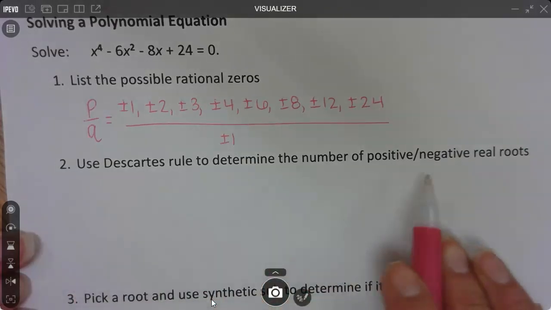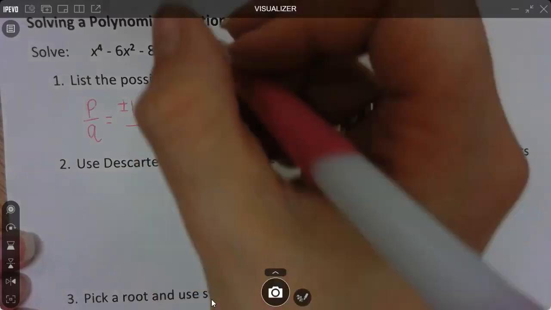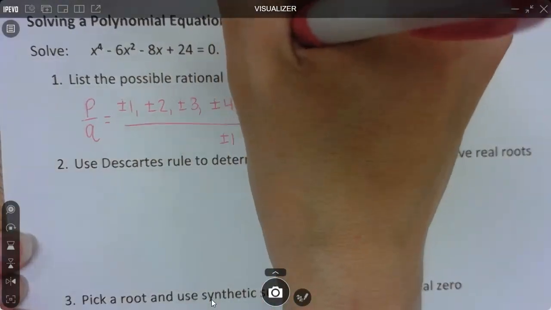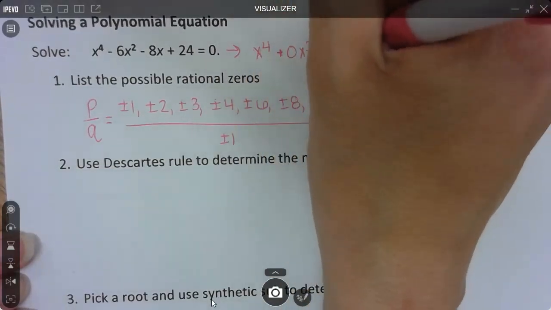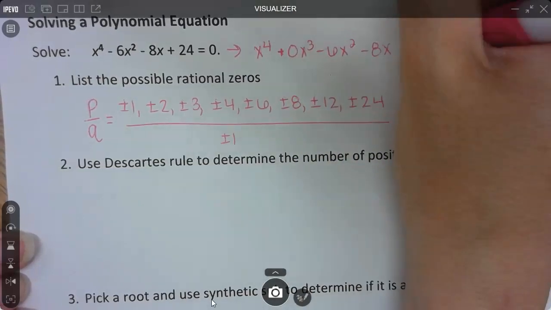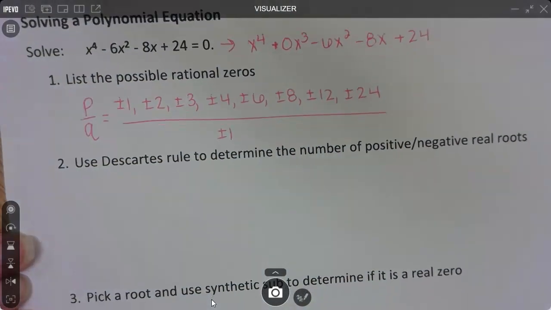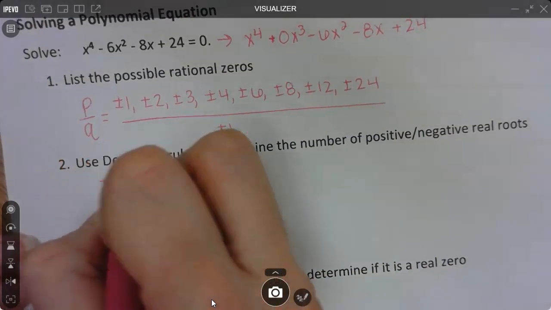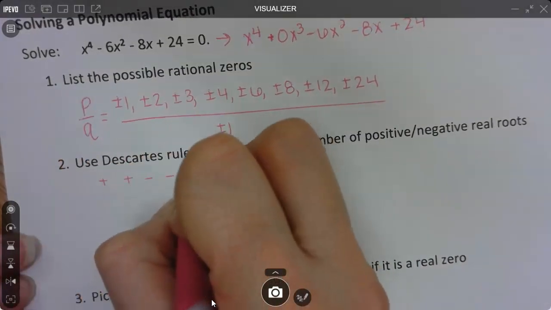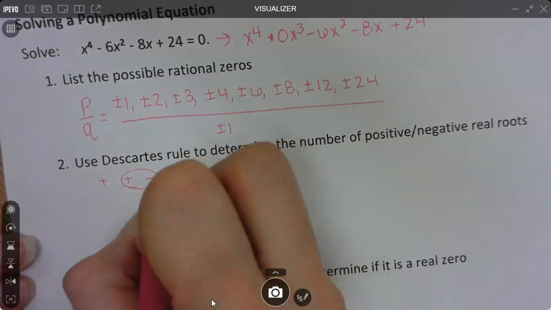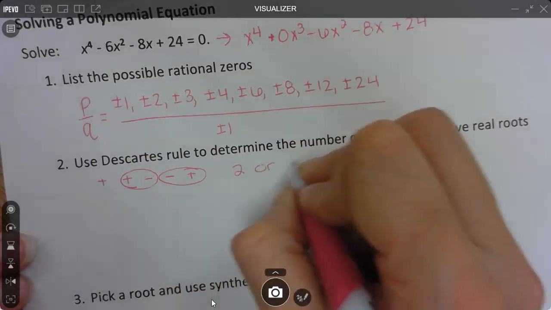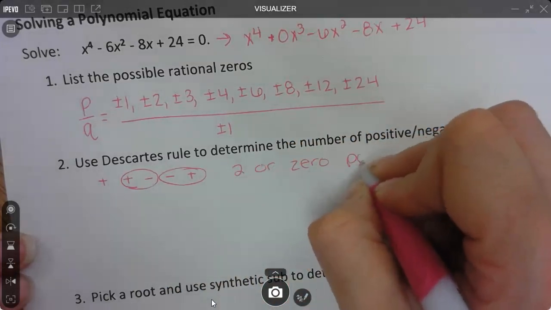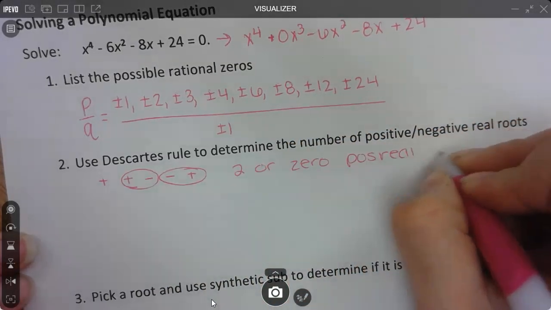And then we're going to use Descartes' rule to determine the number of positive and negative real zeros. Now this is in standard form, but we are missing 0x cubed. So the signs would go positive, positive, negative, negative, positive. So that means we have 1, 2 sign changes. So I could have 2 or 0 positive real roots.